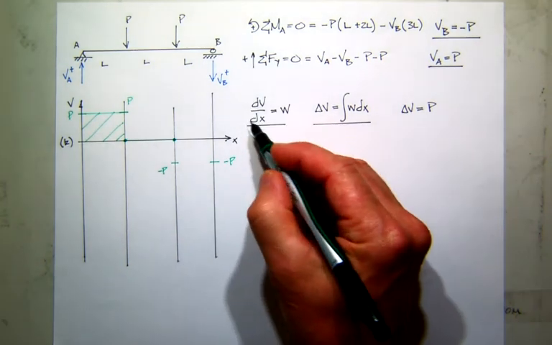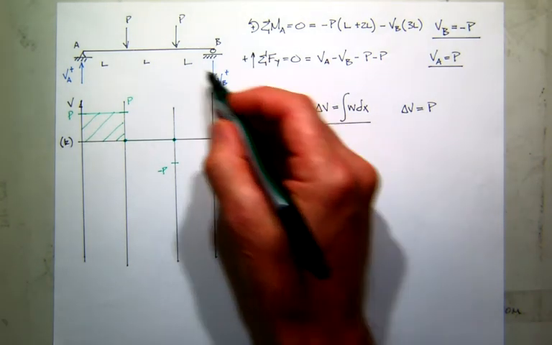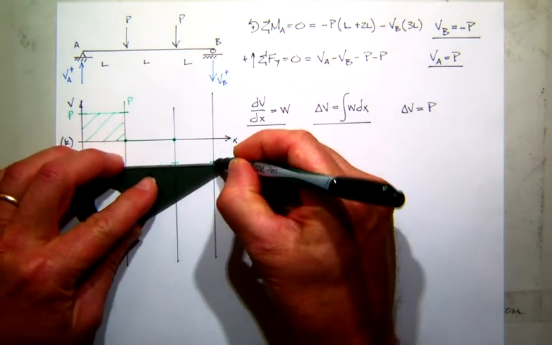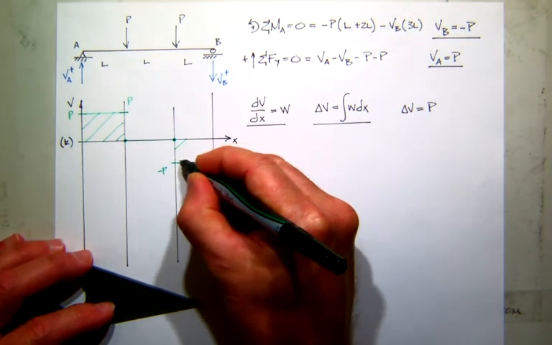And what's the slope of my shear diagram? Equal to the load. What's the value of the load from here to here? 0. So here's my 0 curve. And there's my shear diagram.